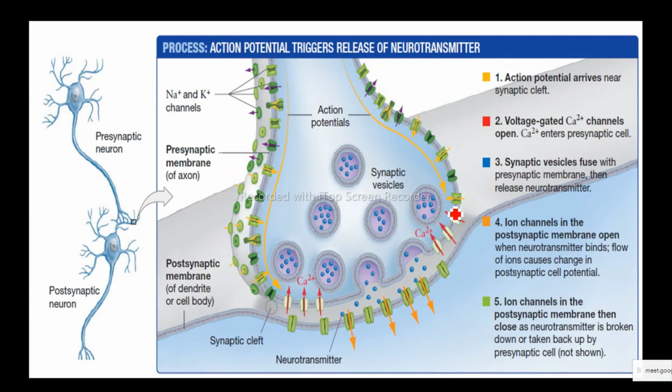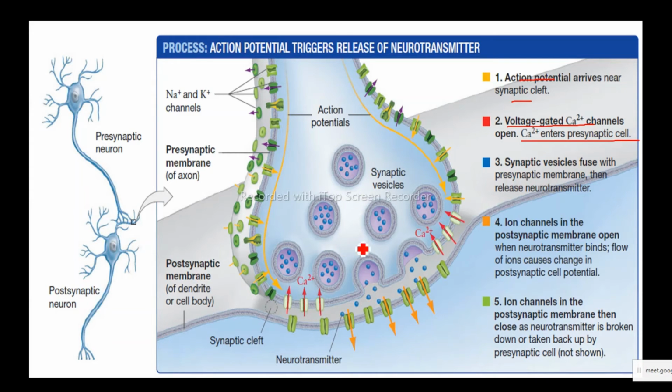This is our presynaptic knob, and this is our postsynaptic knob. This is our synaptic cleft. So when an impulse arrives, here we can read: if an action potential arrives near the synaptic cleft, you open the voltage gated channels for calcium ions, and so calcium ions enter the presynaptic membrane. Are you seeing them? That's pretty good. So now if calcium ions enter, then what will happen?